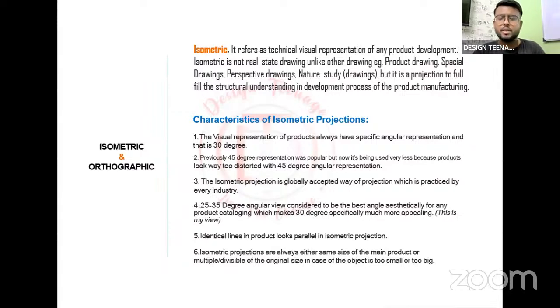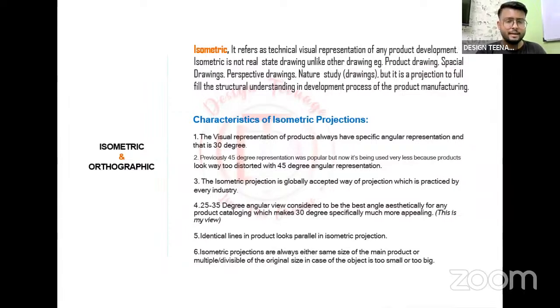Now, technical representation in the sense, you need to understand what are the things going on inside that particular product. Might be a structure, might be an automobile, might be a phone. And this is a projection to fulfill the structural understanding and development process. Step by step, how the development is going, you need to understand that and the structural aspects of it. We need this kind of isometric drawings.